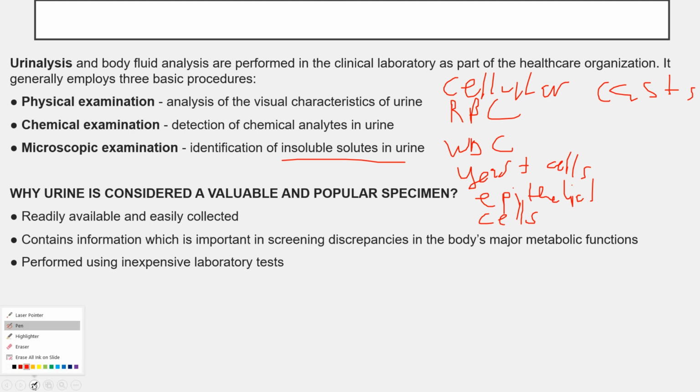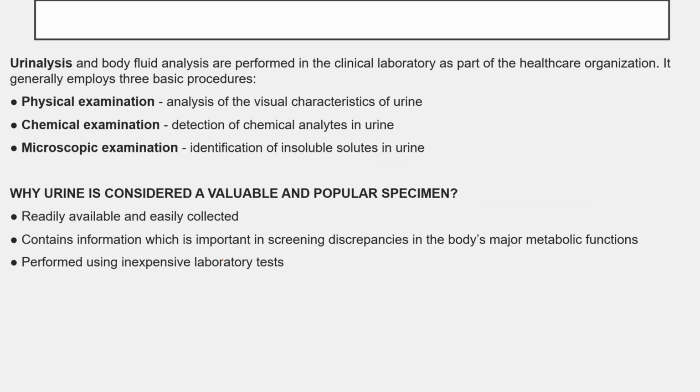Now, you may be wondering, class, why is urine considered a valuable and popular specimen. So urine is considered valuable and popular because in the first place it is readily available and easily collected. Remember, we urinate every couple of hours, so it's readily available and easily collected. Then it contains information which is important in screening discrepancies in the body's major metabolic function, and you can perform it using inexpensive laboratory tests.